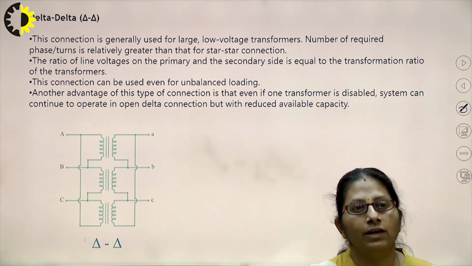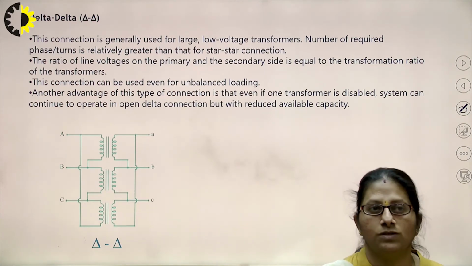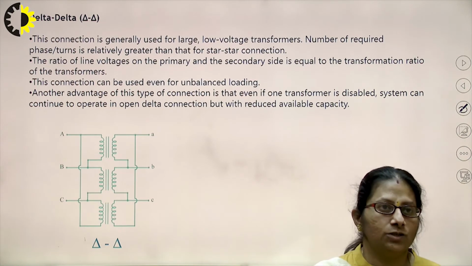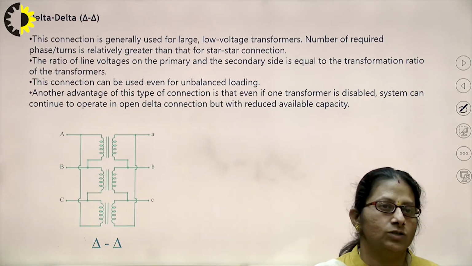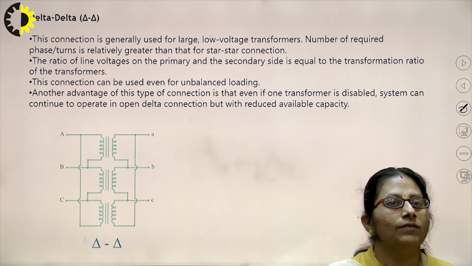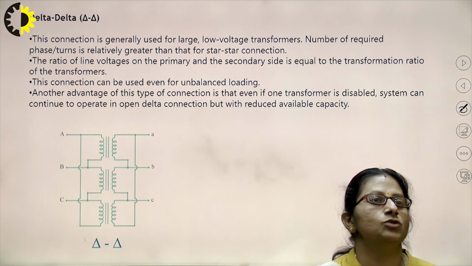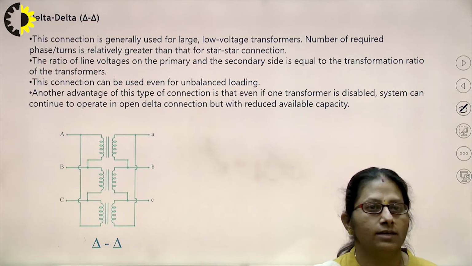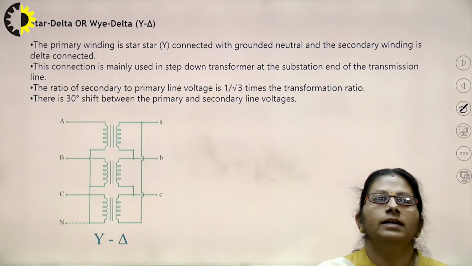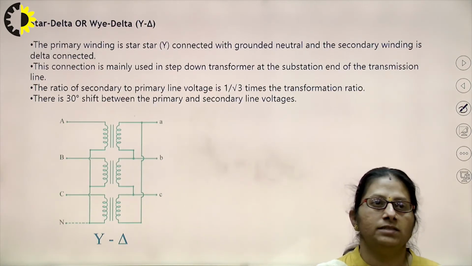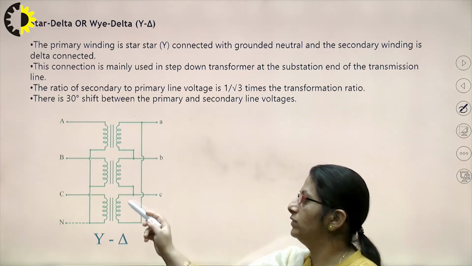The number of required turns per phase is relatively greater compared to that of a star-star connection. The ratio of the line voltage on the primary and the secondary side is equal to the transformation ratio of the transformer. This connection can be used even for unbalanced loading. Another advantage of this type of connection is that even if one transformer is disabled, the system can continue to operate in open delta connection but with reduced available capacity.